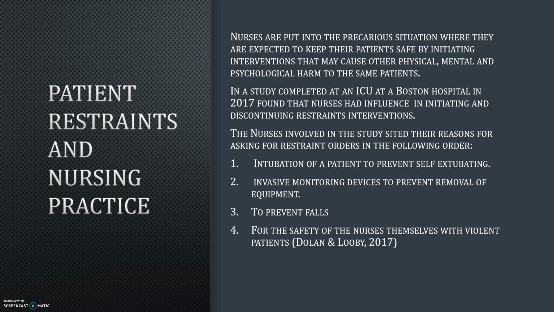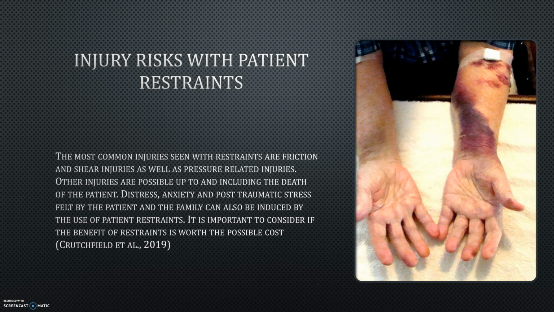Number one reason for restraints, intubation of a patient to prevent self-extubation. Number two, invasive monitoring. Number three, falls. And number four, nurses' safety. There's always injury risk with restraints. You have to be very careful and assess frequently. Most commonly, you see friction, shear, pressure-related injuries, but you can also see anything up to and including death. Some things harder to assess are distress, anxiety, and post-traumatic stress. That can also be something that we need to be aware of.